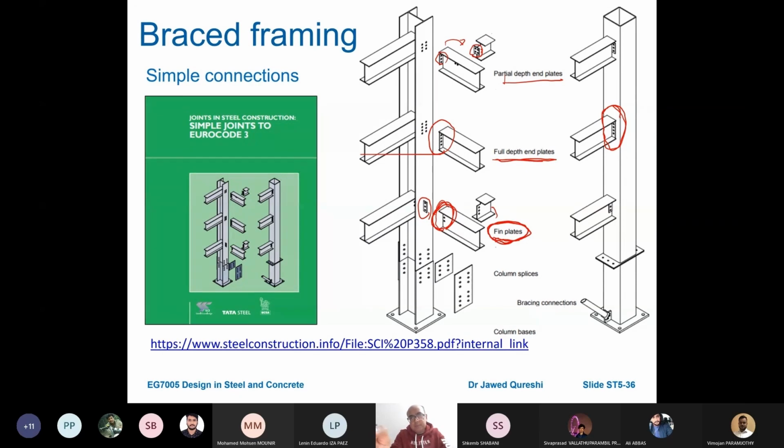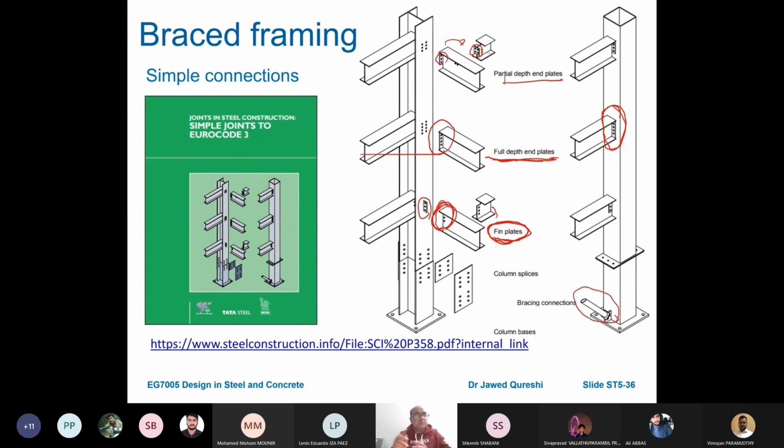So for secondary beams normally we use these partial depth end plates, and for primary beams most of the time we use these full depth end plate joints. This is what I've seen in real buildings. Then again you have column splices, and then other joints.